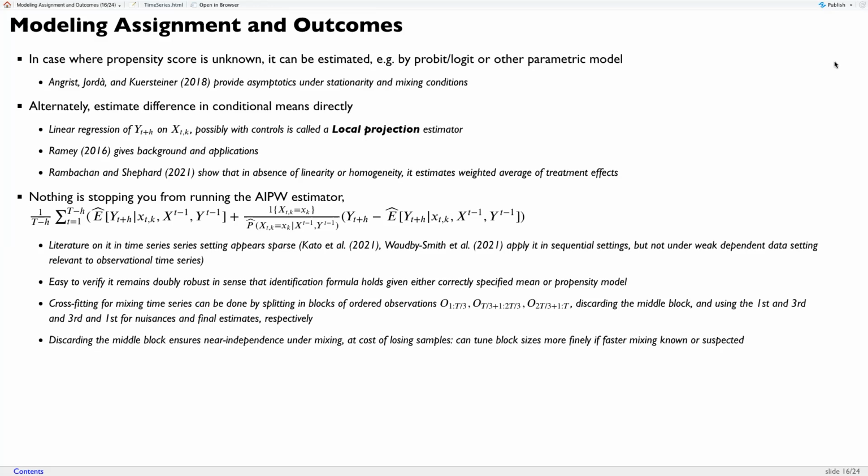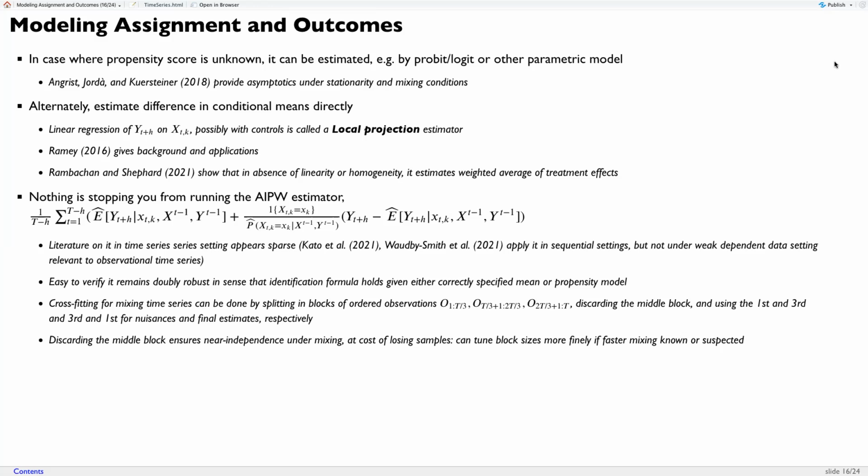Rambachan and Shephard show that, in the general potential outcome case, you can treat this linear estimate, with the covariance of y and x over the variance of x_t, as a particular weighted average of treatment effects. Nothing is stopping you from running just the standard AIPW estimator with conditional mean and conditional probability estimates. I haven't actually been able to find much in the time series literature on people doing this. A few people have done it in sequential settings that are not the stationary mixing setting; this Angrist, Jordà, Kuersteiner paper is quite recent even for IPW. But it's easy to verify that it's doubly robust in the identification sense. So if either is correctly specified, the expectation will be the correct thing.